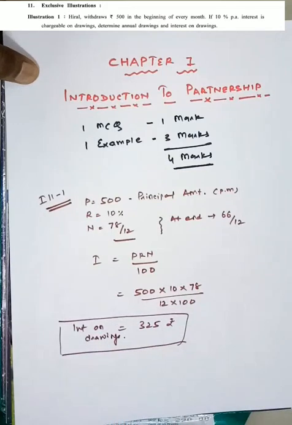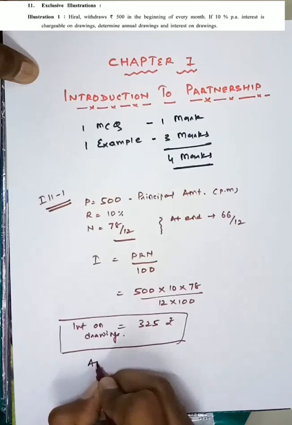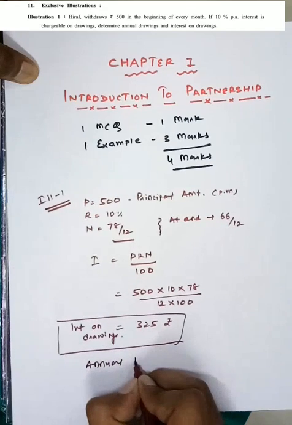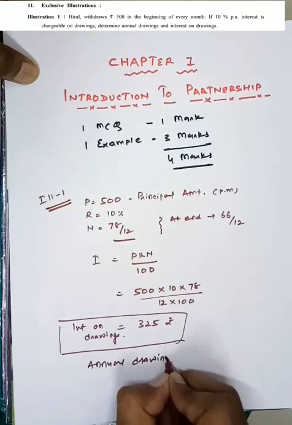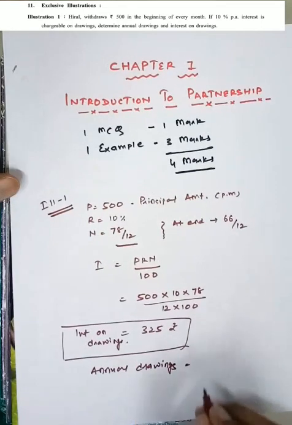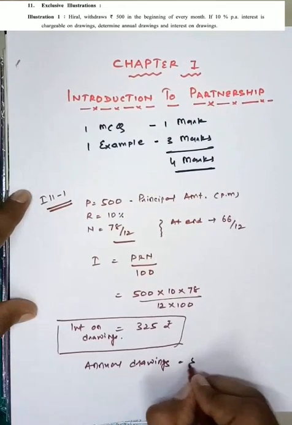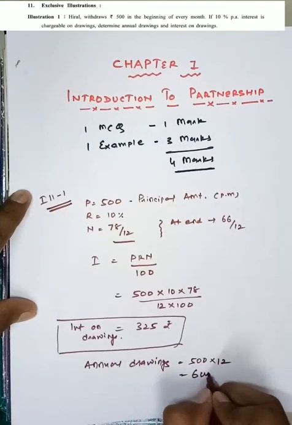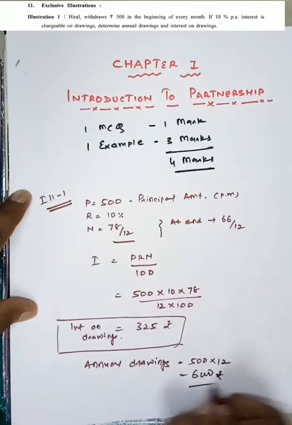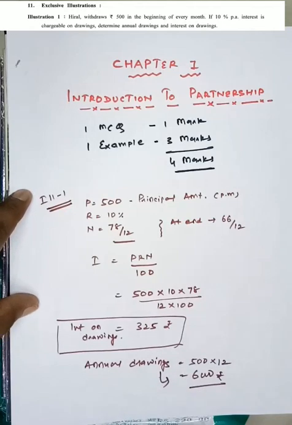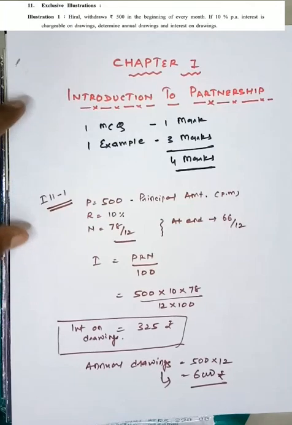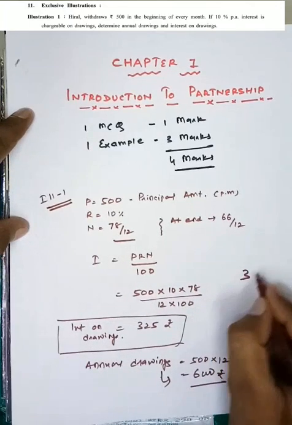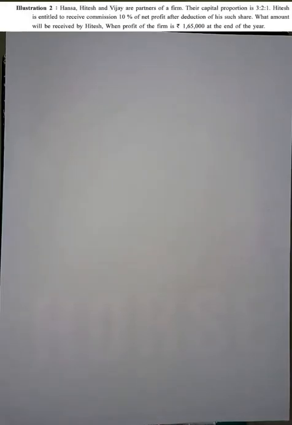Now one more question that is asked, what is annual drawing? Annual drawing, very simple. You have been given per month's drawing over here, so 500 multiplied by 12, that means 6,000 rupees. So this is the annual drawing. So this is the second answer. Very easy. This question is going to be asked for 3 marks. Okay, now let's start with the second illustration.